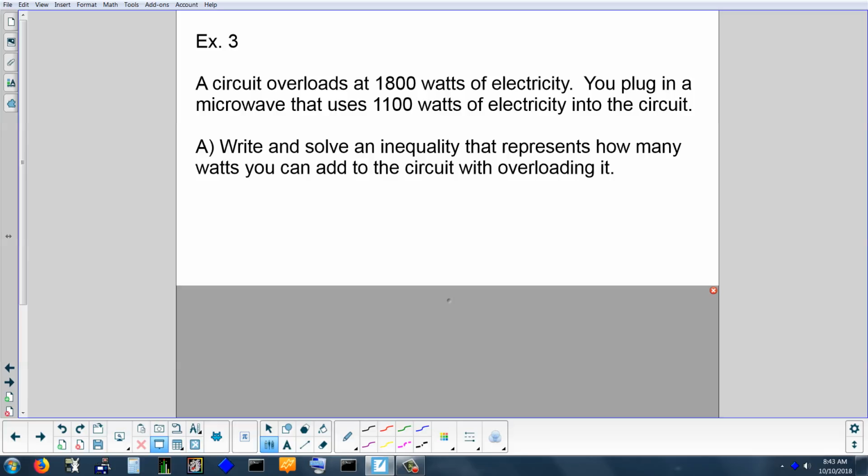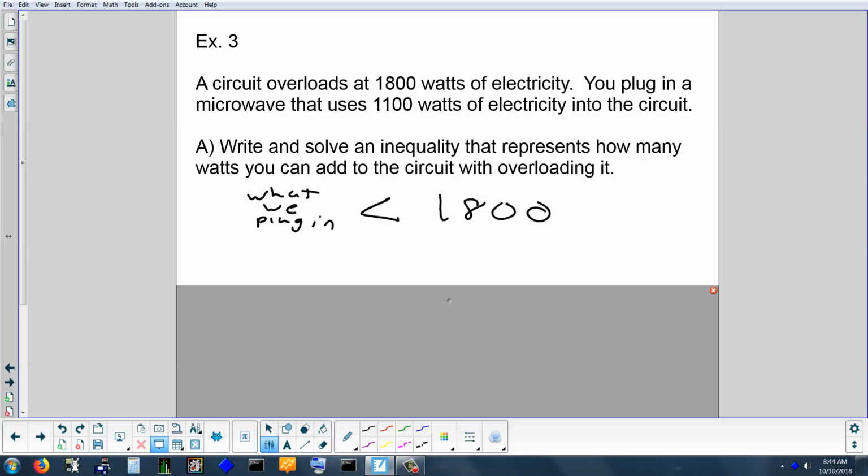Alex? Less than or equal to 1800. Close. What would happen if we equal 1800? Then it explodes, right? So we can't equal 1800, we have to be less than. All right? So just to write down what we're thinking: what we plug in has to be less than 1800.